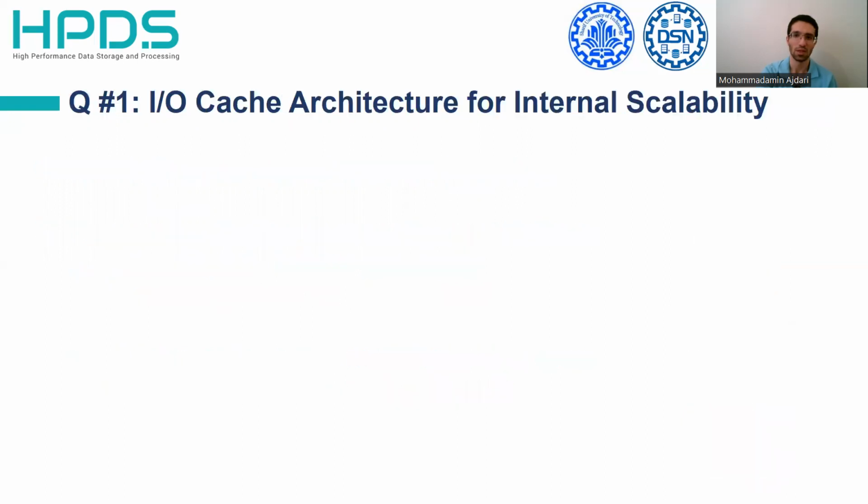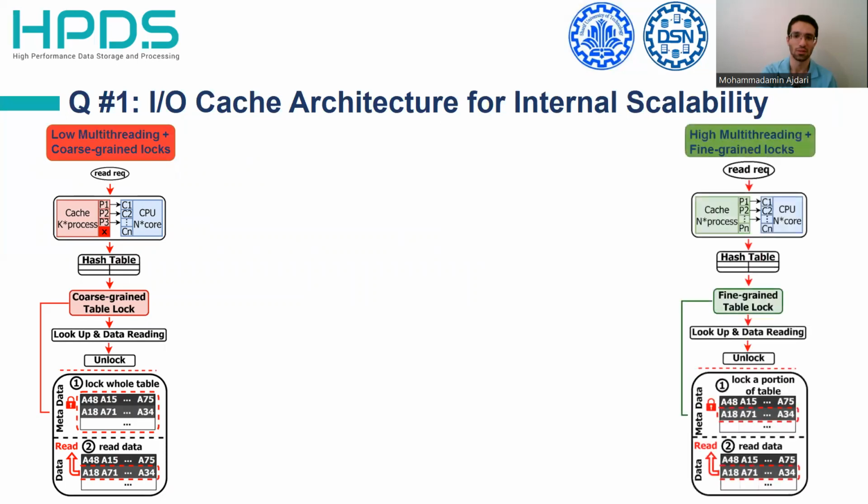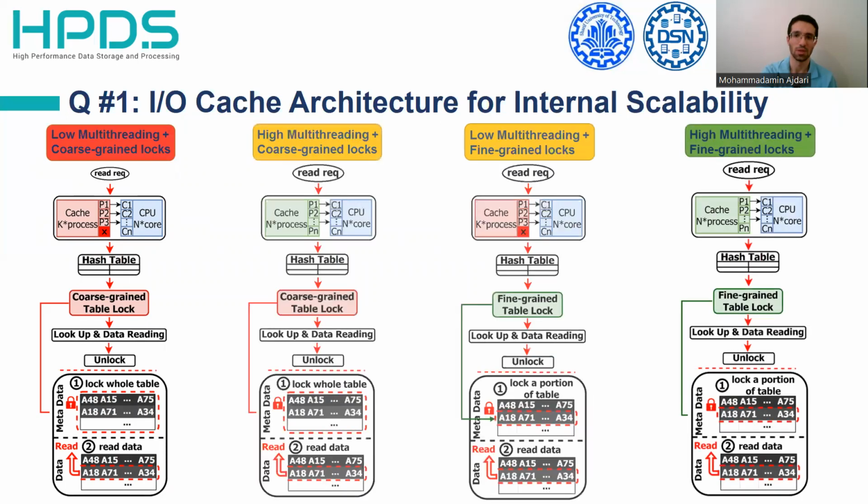With two types of locking and two types of multi-threading, there are four possible architectures. The easiest and least common one is low multi-threading with coarse-grained locking, and the most complex one is high multi-threading with fine-grained locks. Other architectures have medium complexity. I now show the performance of such architectures.